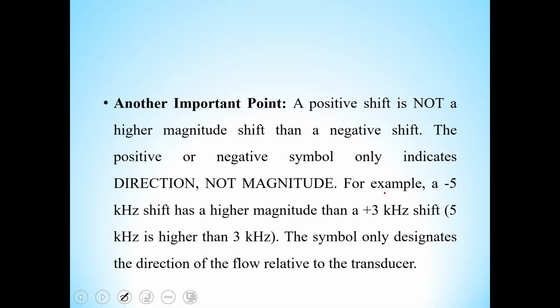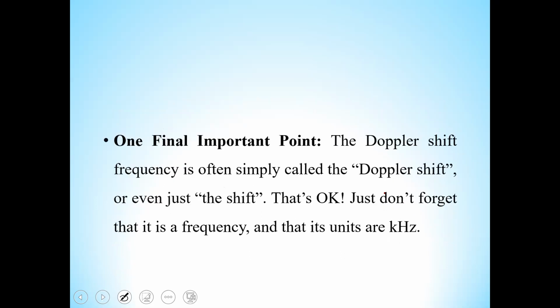So here in this example, if a Doppler shift is minus 5 kilohertz, that will be the same as plus 5 kilohertz, but the only difference will be that minus shift means the movement of the reflector is away, and positive shift means the movement of the structure is towards the transducer.